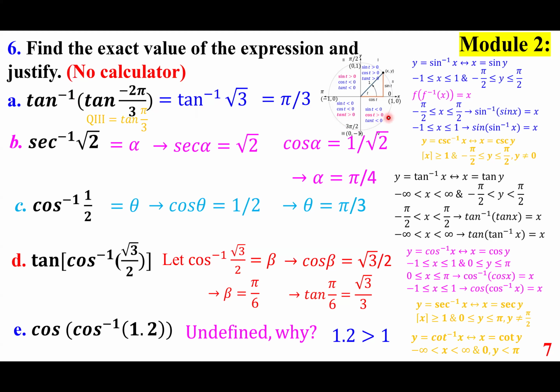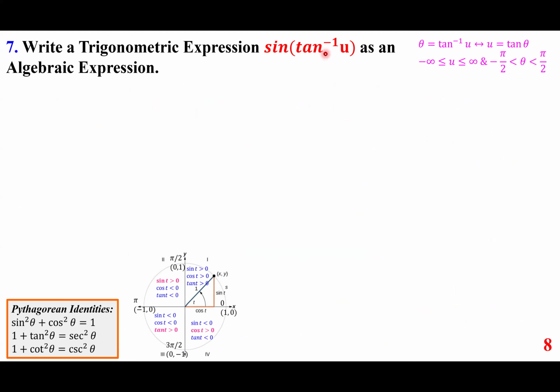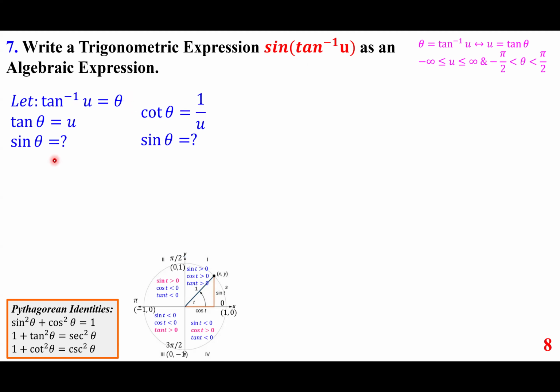Write trigonometric expression for this guy. And again, Pythagorean identities, the situation with tan inverse, various quadrants. And so we start saying, let tan inverse of u be something, which means tan theta must be u, and we are interested in sine theta. There are various ways of approaching it. For example, cotangent is 1 over u, because tangent is u.